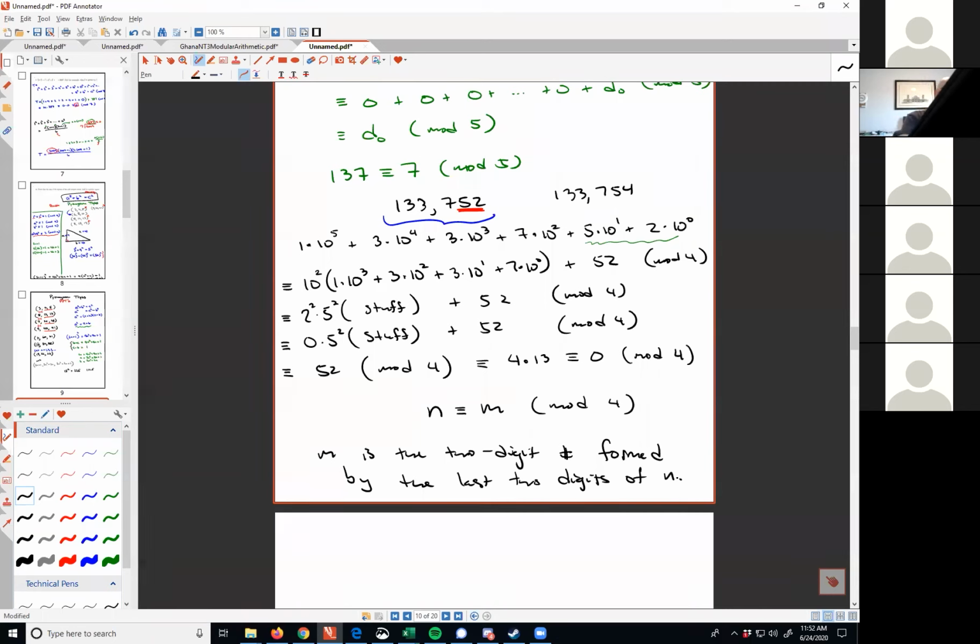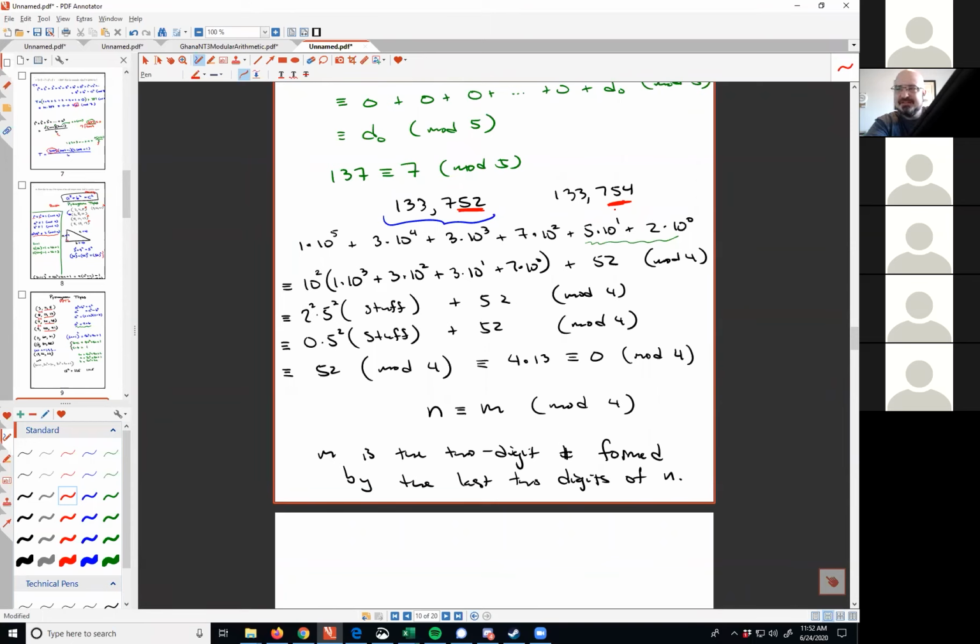So for instance, 52 is a multiple of 4. Therefore, 133,752 is a multiple of 4. However, 54 is not a multiple of 4. It's 13 times 4 plus 2. It leaves a remainder of 2. Also, 133,754 leaves a remainder of 2 when divided by 4.